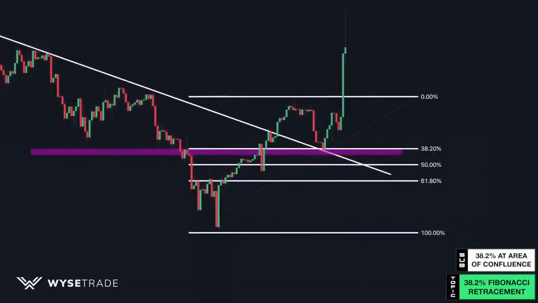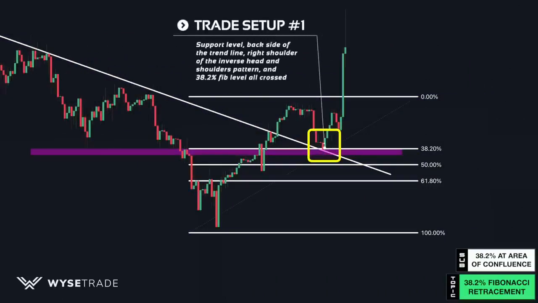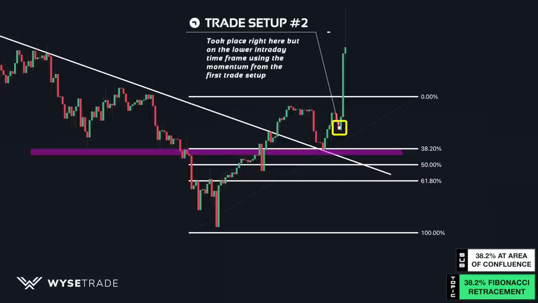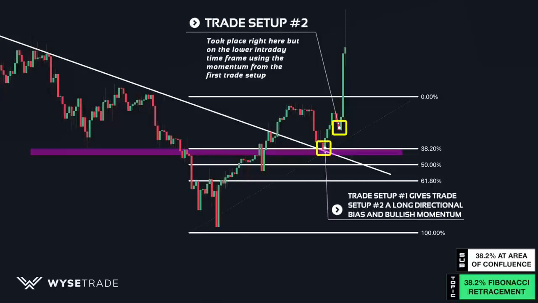Now, there were two trade setups we took on this asset. This here was the first trade setup, where the support level, backside of the trend line, right shoulder of the inverse head and shoulders pattern, and 38.2% Fib level all crossed. Now, our second trade entry took place right here, but on the lower intraday time frame, using the confirmed bullish and upwards directional bias from the first trade setup here. So let's pull up the lower intraday time frame and put it beside this one.